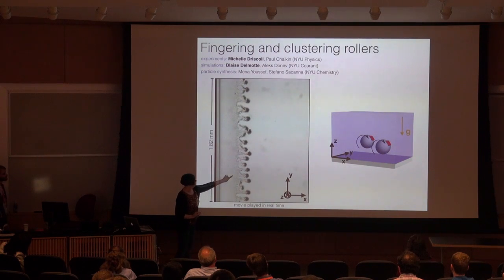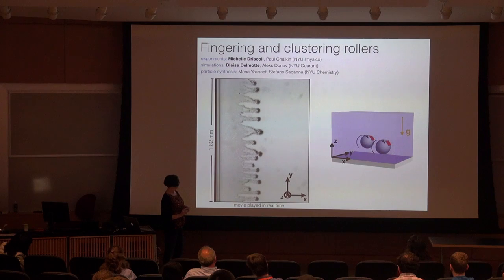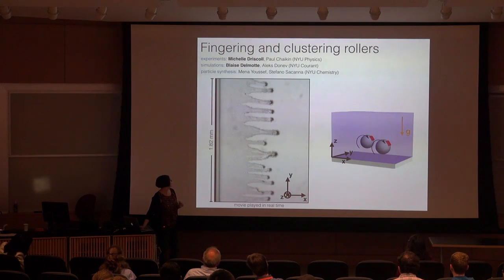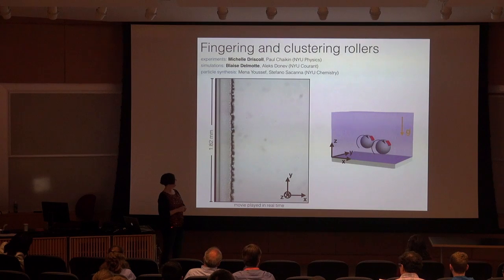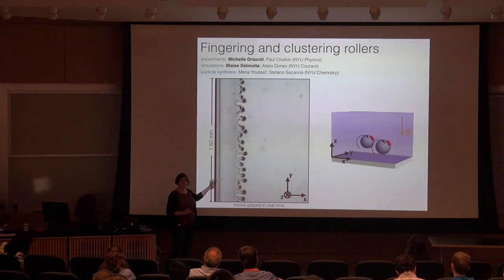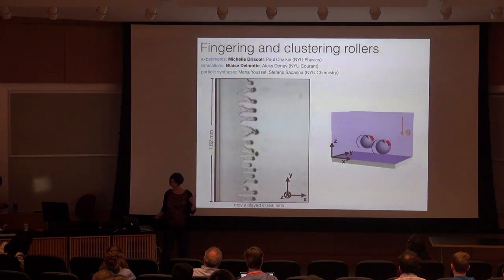You can see the tips of these fingers are much denser than the back, that they're kind of trailing particles behind. So that went by really fast. Let me play it for you one more time. So uniform structure, shock, and then this destabilization. So this is a phenomenon we kind of stumbled across in the lab, and this is what I'm going to spend the rest of the talk telling you about.